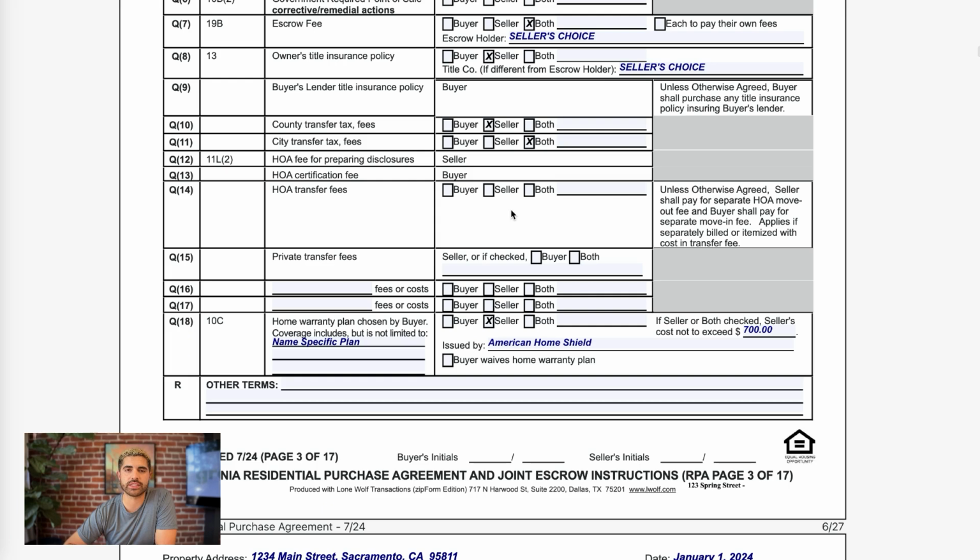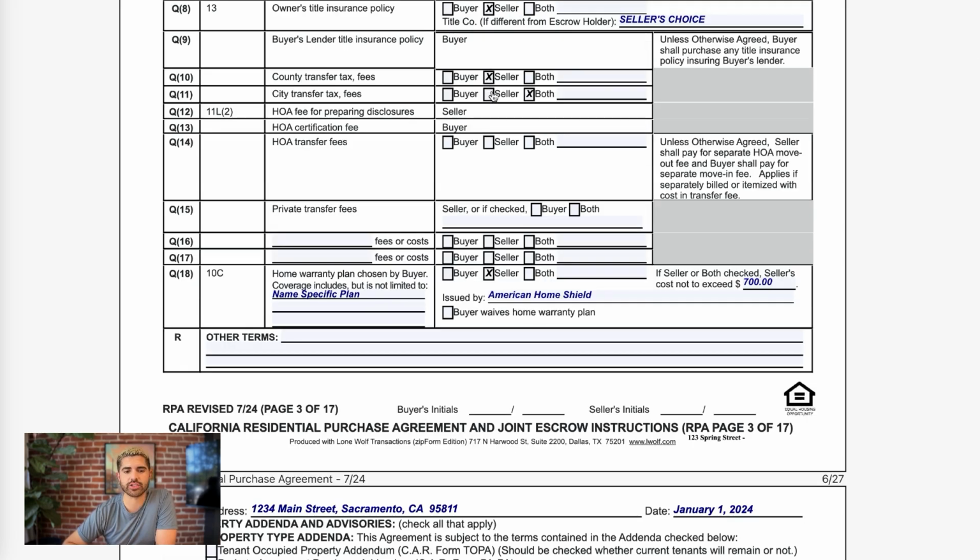And I'll go over some of these numbers with you so we can make the best decision when we're talking specifically about your offer. Owner's title insurance. This is just to make sure that you get a clean title at the end of the day. If anything slips through the cracks in escrow, there's an insurance policy in place to make sure that's taken care of if you've already closed on the home.